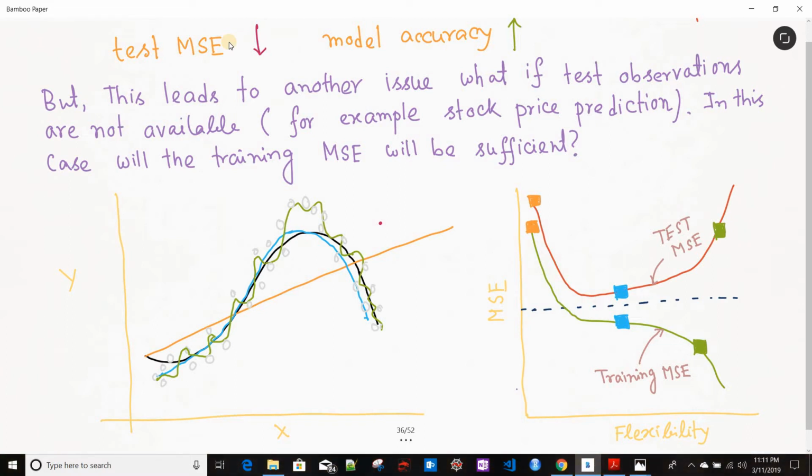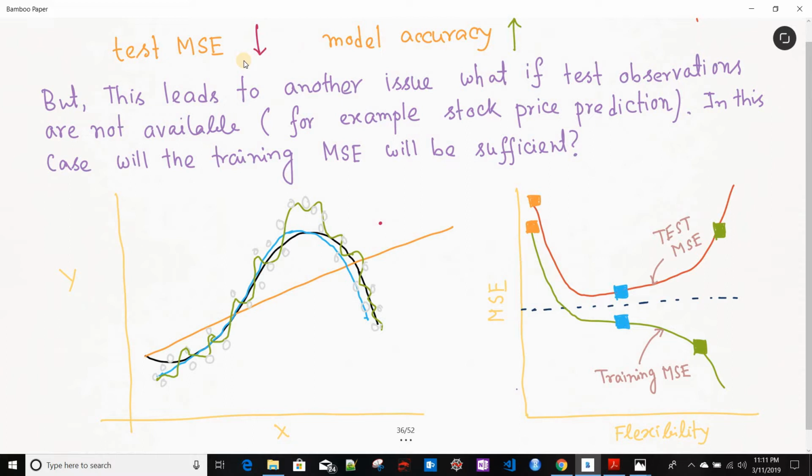Now the problem is we may not always have access to the test data. Think about a stock price prediction. Until and unless tomorrow comes, I do not know the actual stock price that has been predicted, right?